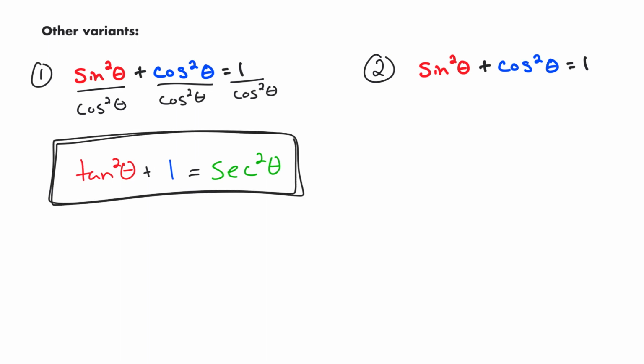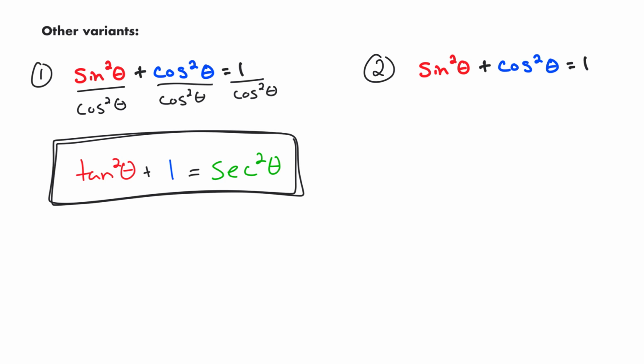All I had to do is start with the original one, sine squared plus cosine squared equals 1, and just divide everything by cosine squared. As soon as I do that, I get a different version of the Pythagorean identity. This one is going to help me solve or simplify any expression that has tangent to the second power or secant to the second power in it.